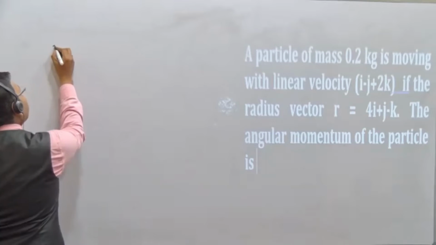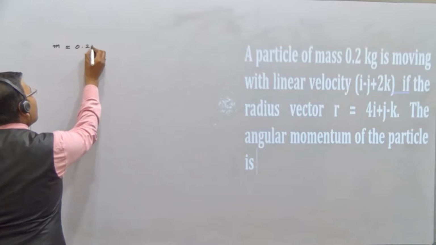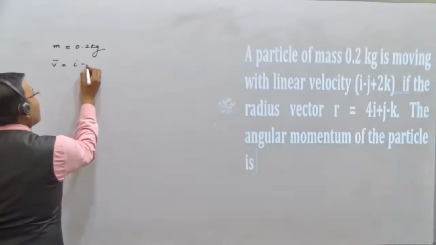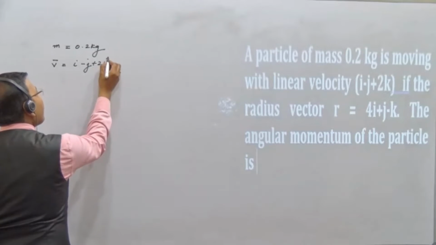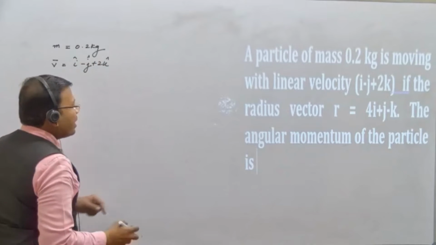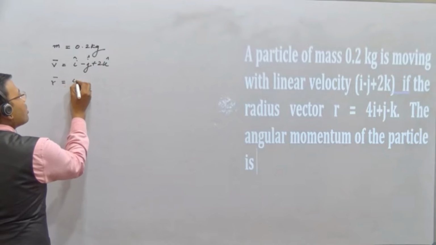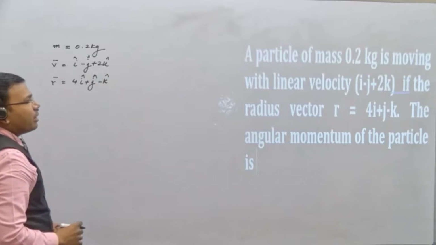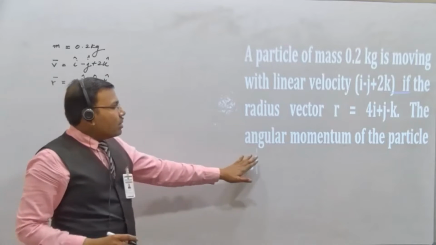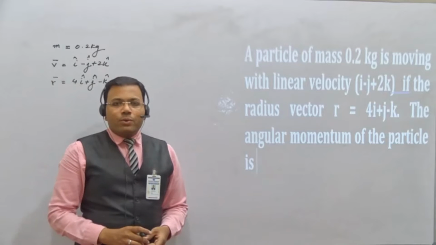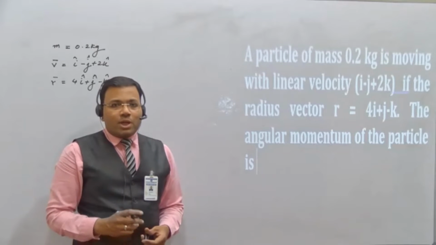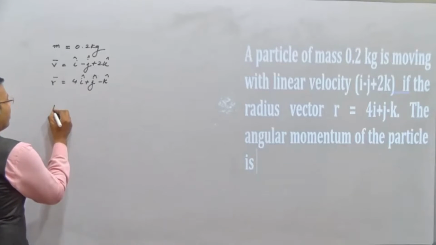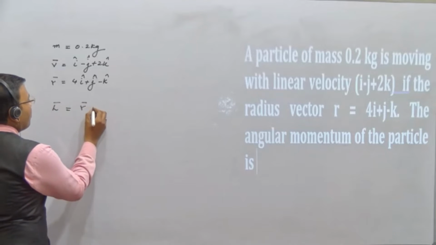First I'm writing the given data. Mass is 0.2 kg. The linear velocity vector is given as i minus j plus 2k. Along with this, they have given the radius vector also, which is 4i plus j minus k. This is the radius vector. So I want to calculate the angular momentum. As I have already said, these are very important examples for the cross product and angular momentum. So let us move on. The angular momentum is equal to r cross p.